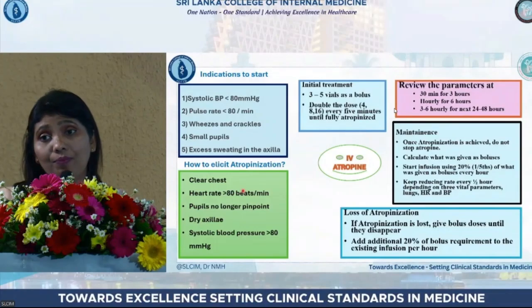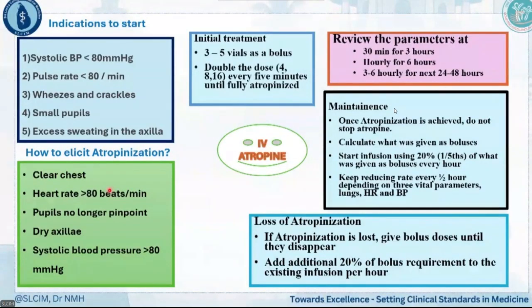But please remember, since there are nicotinic effects, there can be tachycardia. All right, even if there's OP poisoning, there might not be bradycardia. So you will think atropinization is actually achieved. So please remember, always check the lungs as well as the axilla if you are in doubt. Okay, sometimes the patient is actually tachycardic, but the patient is under-atropinized. Okay, so that is also very important to note. And then, as I said, while you are giving this treatment, you review the parameters: 30 minutes for 3 hours, hourly for 6 hours, 3 to 6 hourly for the next 24 to 48 hours. So this is also important.